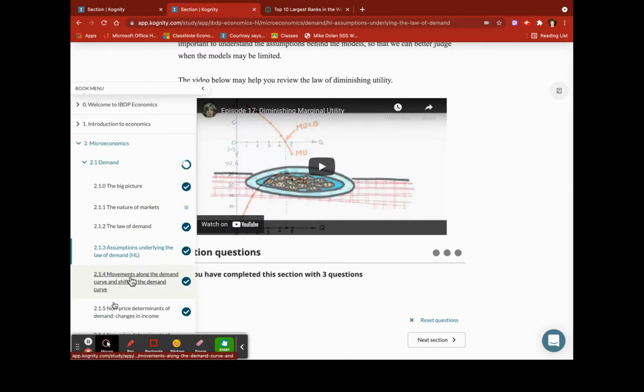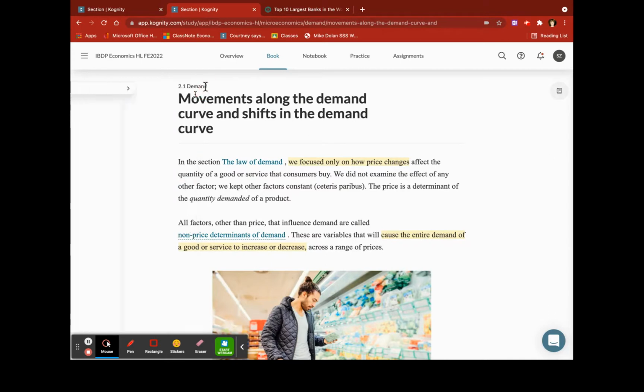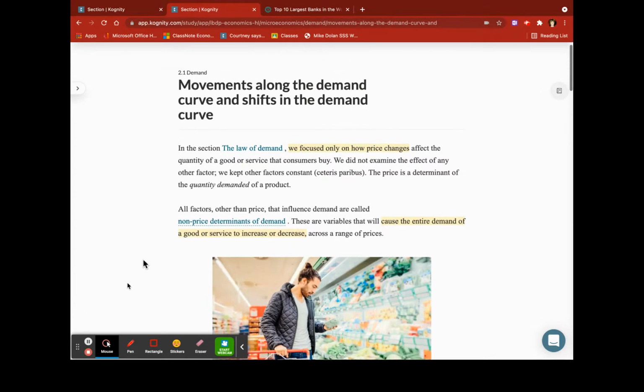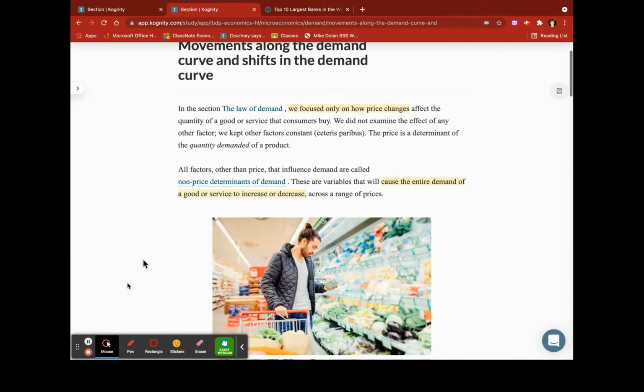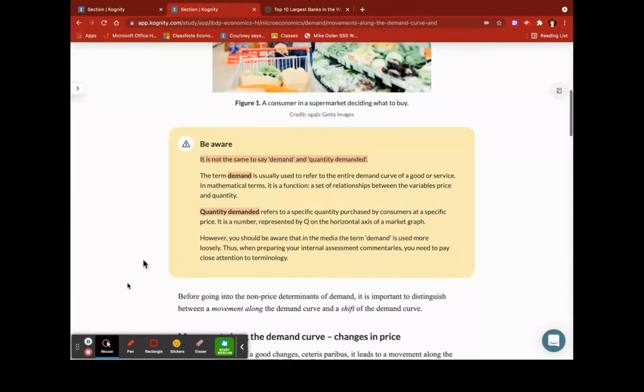All right, let's go on to the next section. And this is the last section we'll cover in this reading. Now we're talking about movements along the demand curve and shifts in demand. This is probably one of the biggest definitions that students struggle with in their first semester, which is the difference between quantity demanded and demand. They are not the same thing.